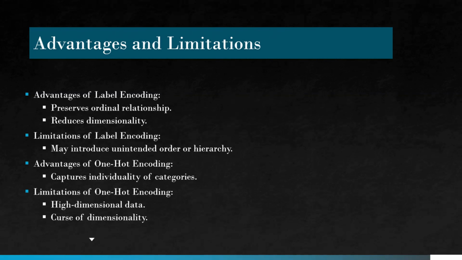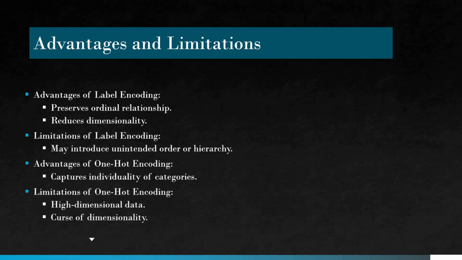So what are some advantages and limitations of each technique? The advantage of label encoding is that it preserves the ordinal relationship between the categories. It also reduces dimensionality. It does not create the curse of dimensionality problem. There are some limitations of label encoding as well. It might introduce an unintended order or hierarchy between categories.